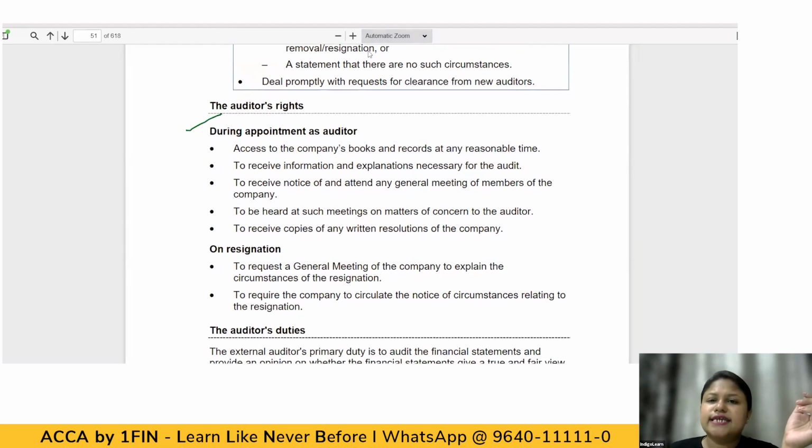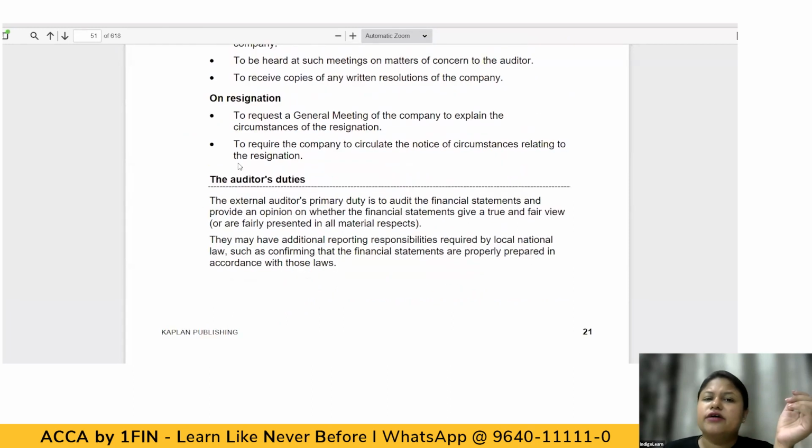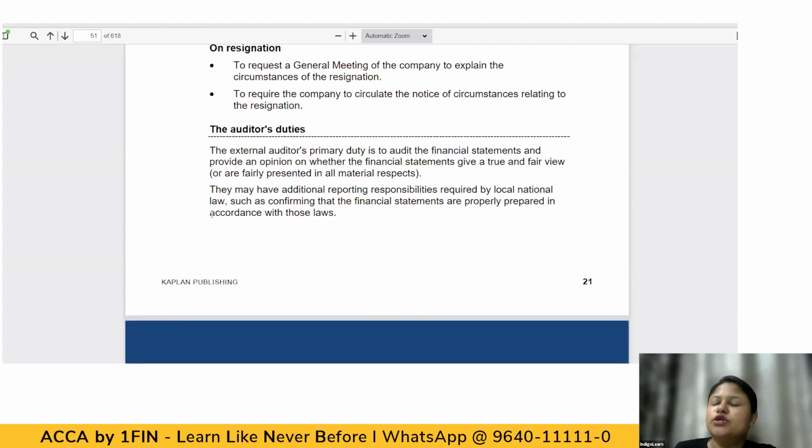Then in the case of resignation, on resignation he can request a general meeting of the company to explain the circumstances of the resignation, and require the company to circulate the notice of circumstances relating to resignation. So he wants the people to know about why he resigned. He will get all the rights to let the people know in the general meeting about the reason for his resignation. What is the duty of the auditor?